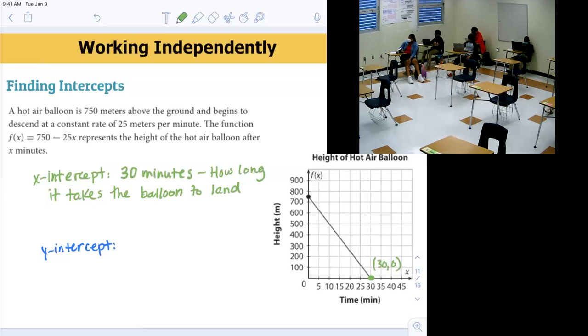Perfect. All right, and then what about my y-intercept? 0, 750. Good. 750. Perfect. Thank you, Bianca. Yeah, 0, 750. So the actual value of the y-intercept is just 750. And what's the units? Meters. Meters. Good. And what does that mean? What is 750 meters?